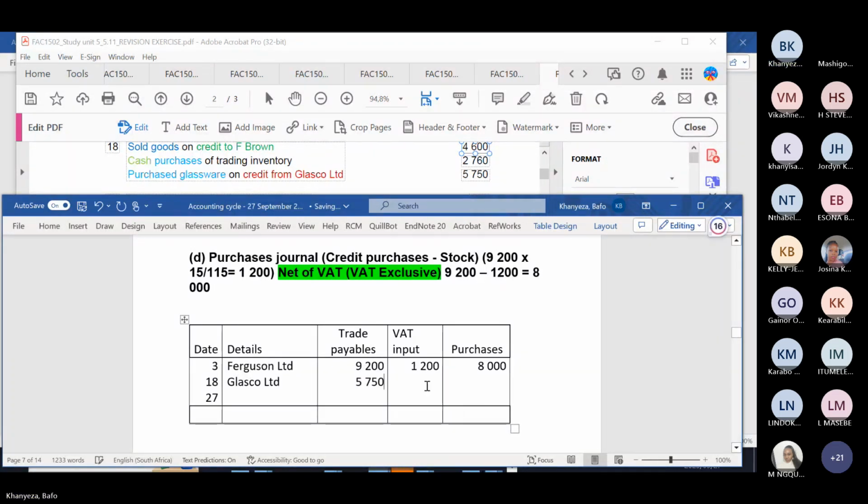5750. Then what was the input? Now I'm not going to calculate it again because we've been calculating, otherwise we're not going to finish. The VAT is 750. The purchases, the net, is going to be 5,000. And then we are still on the 18th. So now we are moving to the 20th.